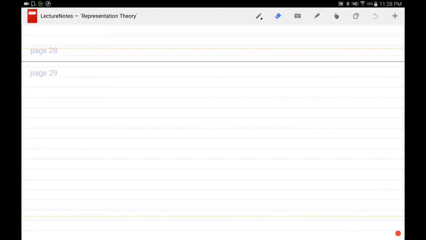Okay, so now we'll be introducing and proving a very important theorem in representation theory called Schur's lemma. So what is Schur's lemma?